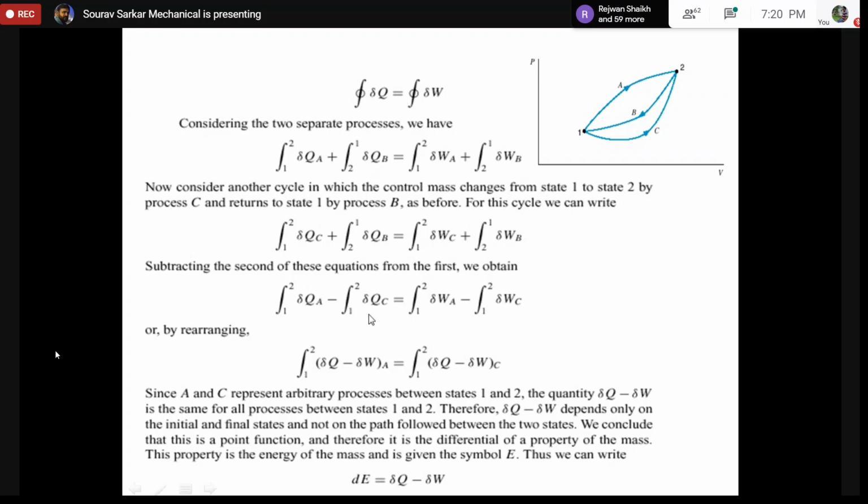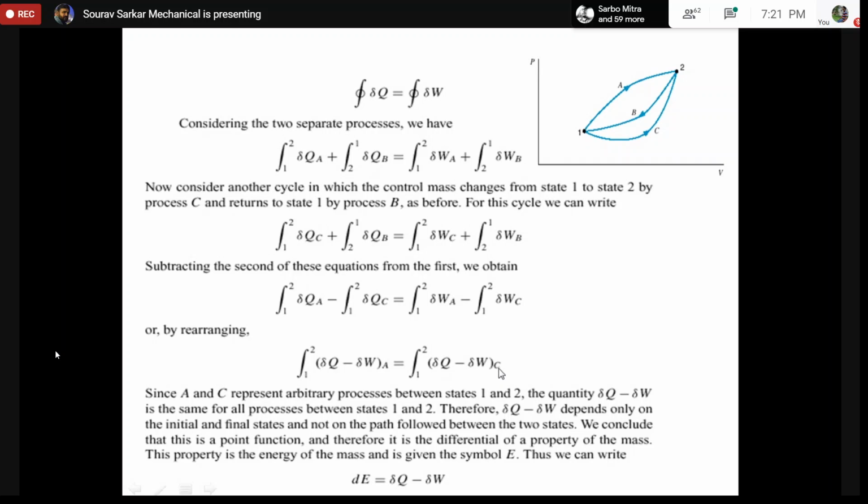So if we take this work wa to the left side and integration 1 to 2 dqc to the right side, I will get an expression which is written as integration 1 to 2 dq minus dw for path A, equal to integration 1 to 2 dq minus dw for path C.